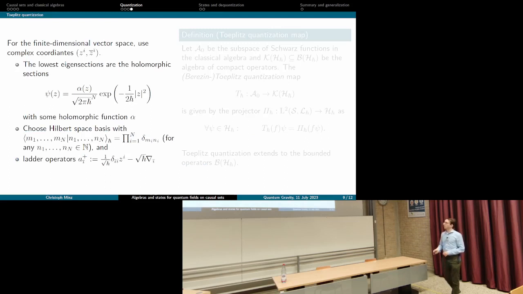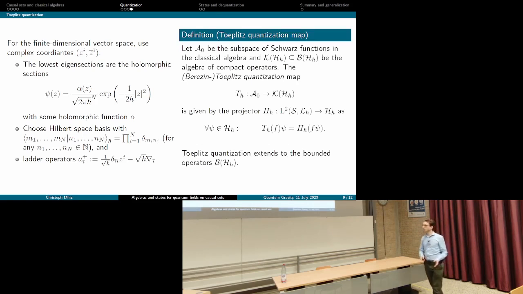Explicitly, I've written down some formulas here, but maybe they're not that important. These formulas are essentially what you would get for the finite dimensional setting. You can choose some complex coordinates on your phase space, and then what you will get is holomorphic sections on that.